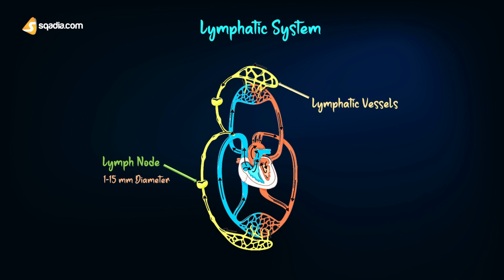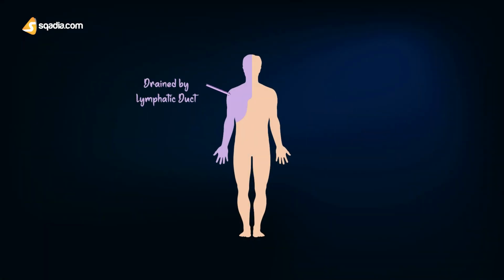reaching the thoracic duct. Now, there is a right lymphatic duct that drains the right upper quadrant of the body, while the thoracic duct drains the remaining part of the body. Now, this thoracic duct then empties into the subclavian vein to allow the lymphocytes to recirculate again via the blood.